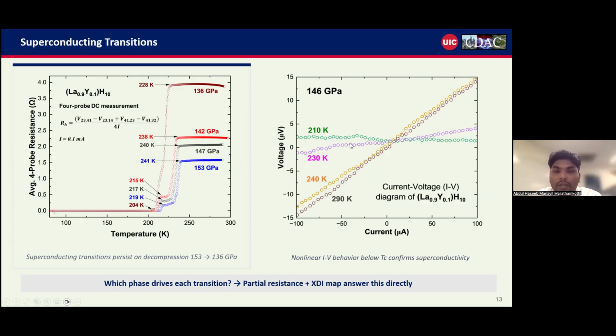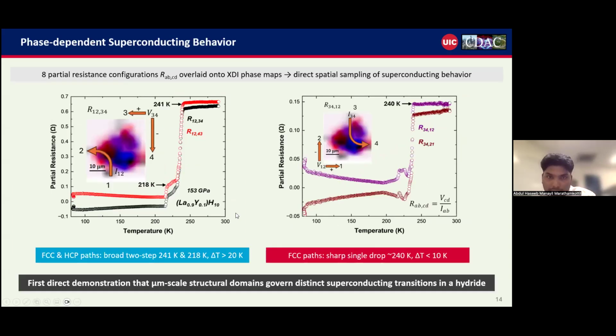On the right, we have a current-voltage measurement at 146 GPa. Above Tc, the IV relationship is perfectly linear, ohmic, as expected for a normal metal. As we cool down to 230 Kelvin, the curve becomes non-linear, non-ohmic, with the voltage suppressed near zero current. This non-ohmic IV behavior is the hallmark signature of a superconducting state, ruling out artifacts. The question remains: which phase owns which transition? That is now answerable.